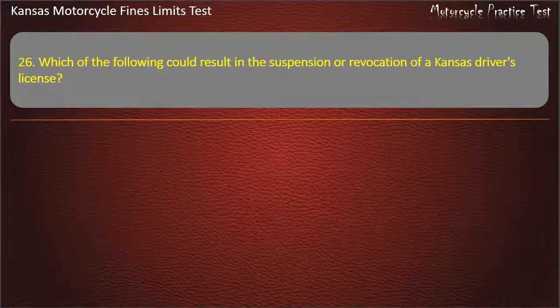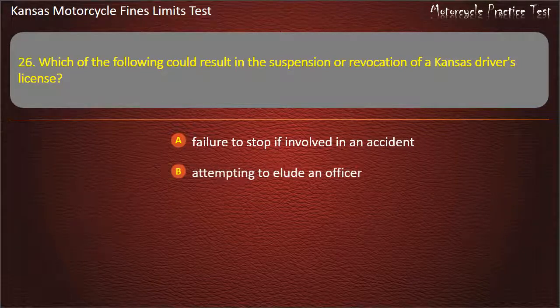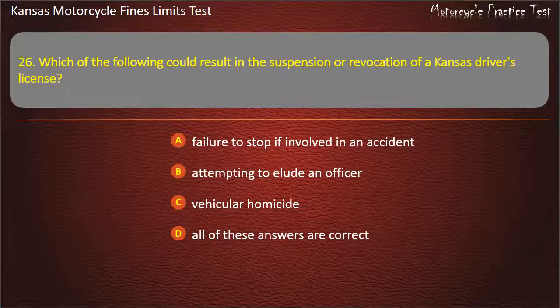Question 26. Which of the following could result in the suspension or revocation of a Kansas driver's license? Failure to stop if involved in an accident. Attempting to elude an officer. Vehicular homicide. All of these answers are correct. Answer: All of these answers are correct.